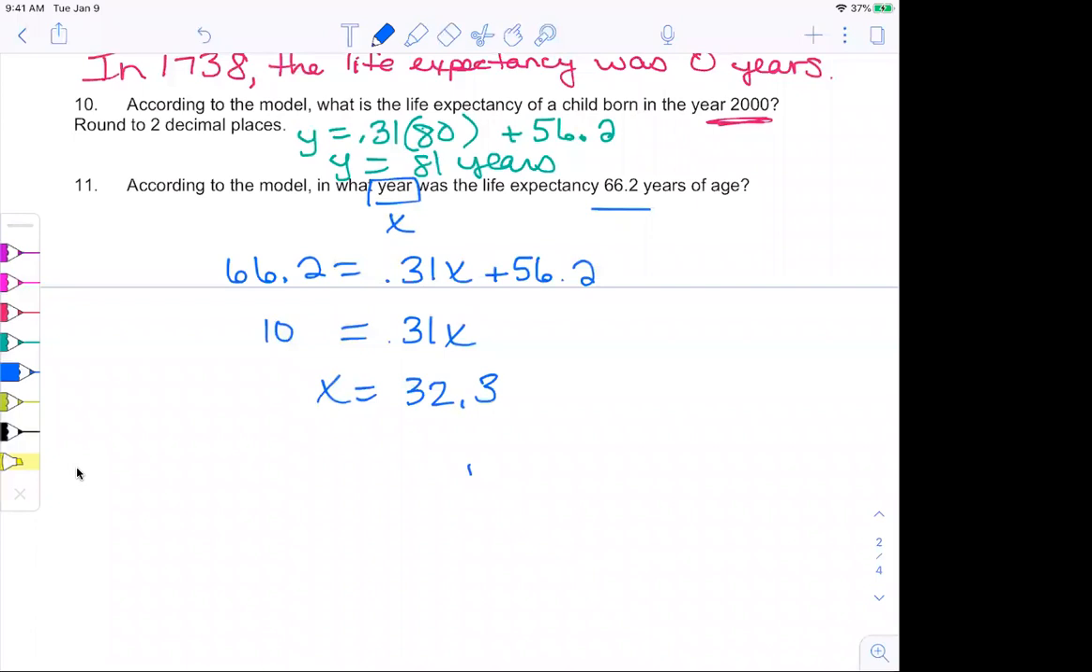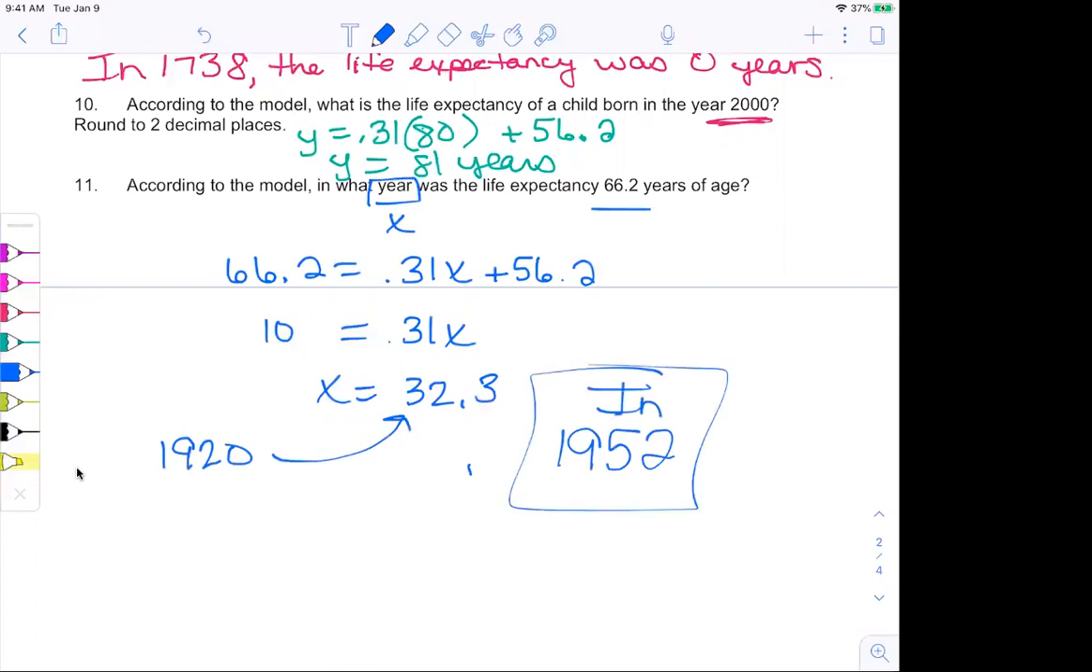All right, so Faith, if we started in the year 1920 and I add 32 years to that, 32.3 years, what year would the average life expectancy be 66.2 years? 1952. Yeah, somewhere in the year 1952.